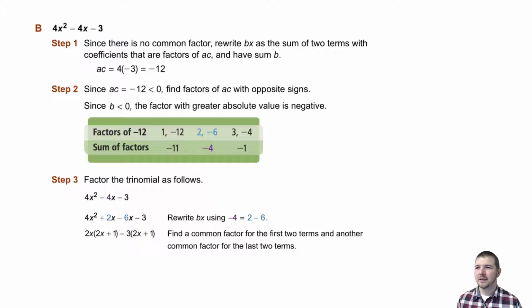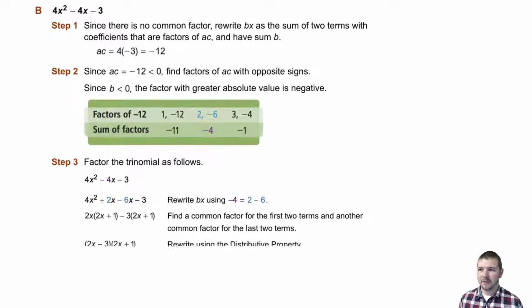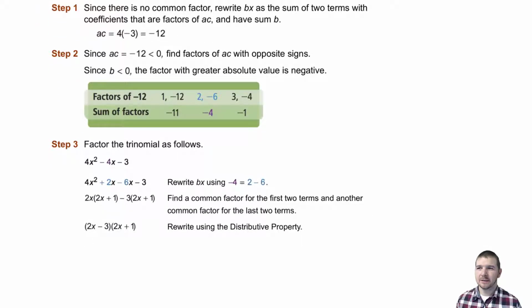Now we can rewrite using the distributive property, 2x minus 3 times 2x plus 1. And then we check using FOIL or the distributive property, and we find, sure enough, 2x minus 3 times 2x plus 1 does equal our original trinomial, 4x² minus 4x minus 3.